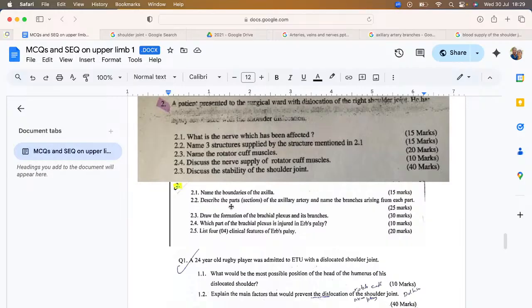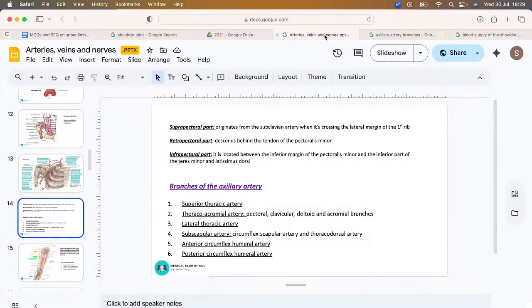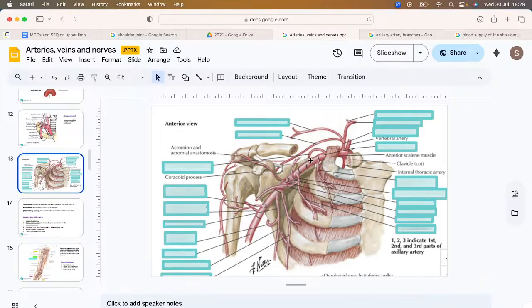Describe the parts, and remember, when they say describe, it means that you have to do a diagram. You can't just write everything down. You also need to make sure that you're drawing a diagram. They'll expect you to draw something like this: the artery connected to the subclavian artery, and then each part allocated like this: part 1, part 2, part 3, and the branches that come from each part.